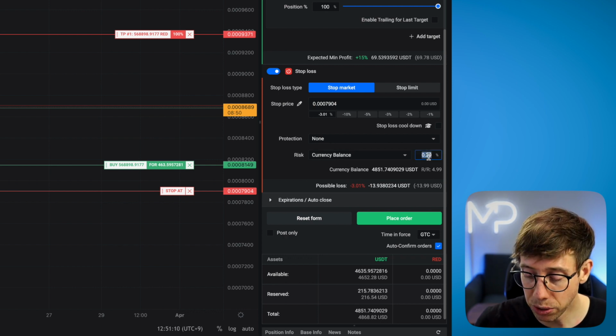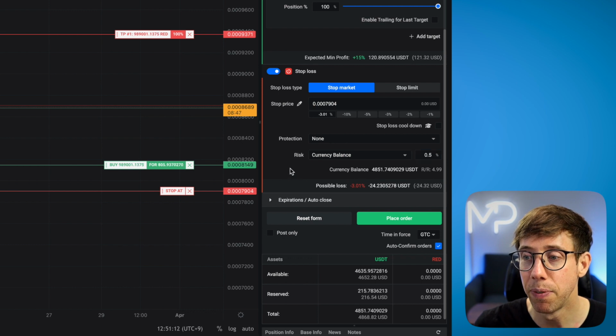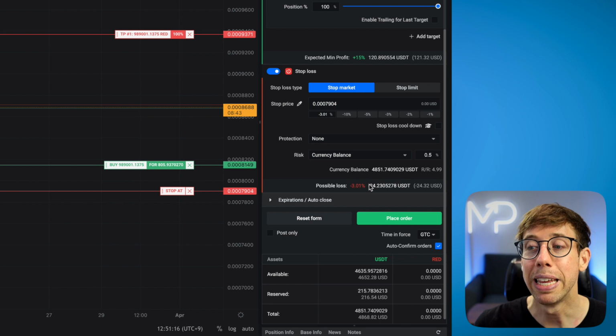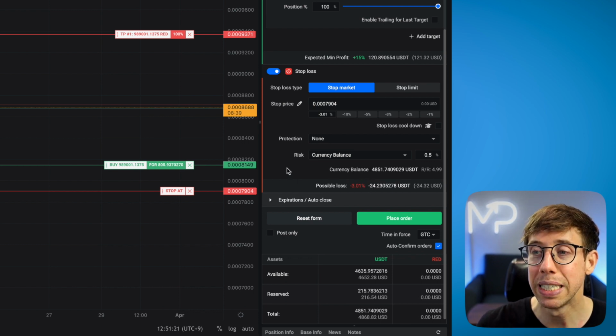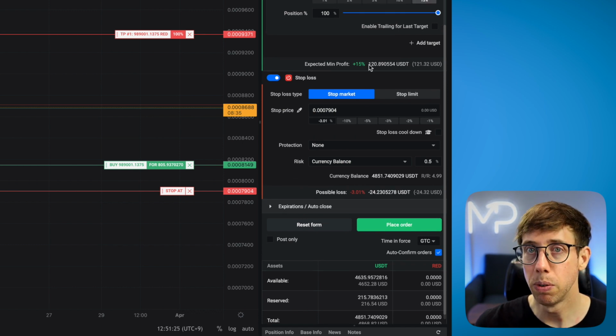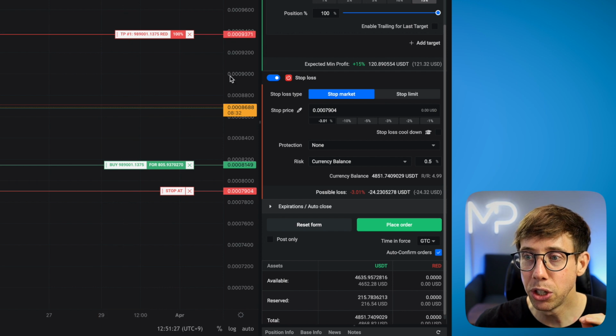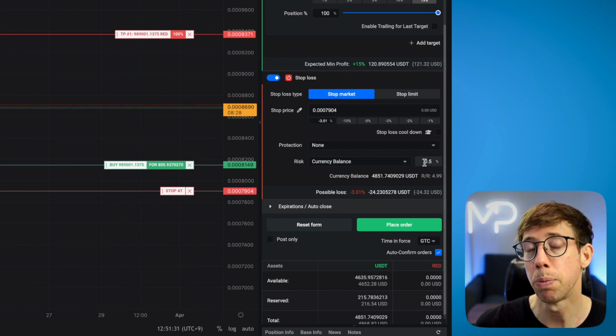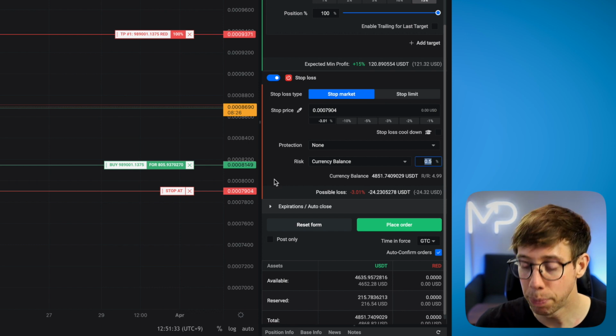So if I want to increase that to 0.5%, that means that my total possible loss doesn't change, but the amount changes. So I'm now willing to risk 24 USDT to now make 120 USDT. So now we can see that nothing really changes here, but when I update the currency balance risk percentage, now we can get into some bigger numbers.